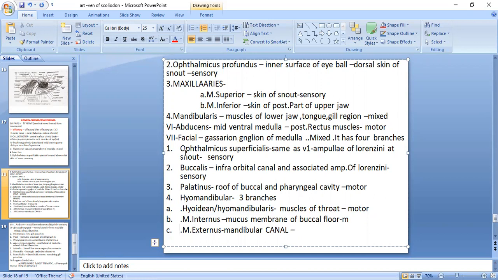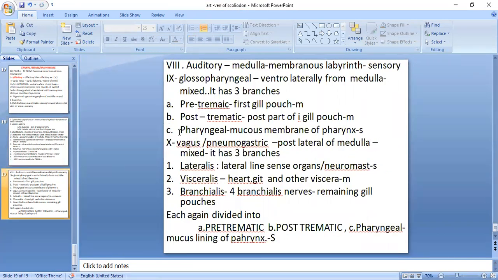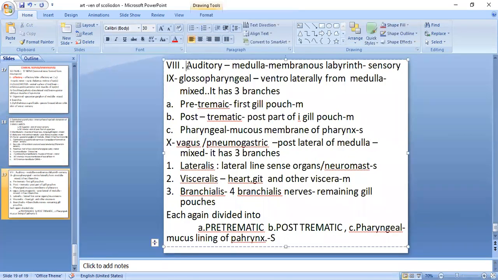It contains four branches: ophthalmicus superficialis, buccalis, palatinus, and hyomandibular. The hyomandibular nerve is again divided into three branches: hyoidal or hyomandibularis, mandibularis internus, and mandibularis externus. Okay, so these are the seven facial nerve branches, and then the eighth one is auditory.